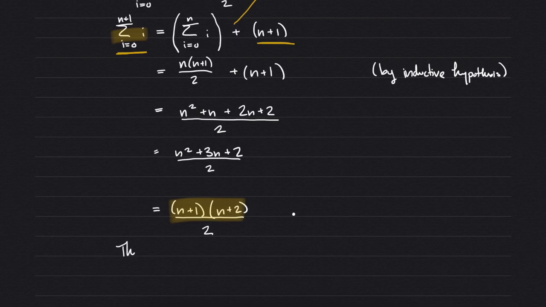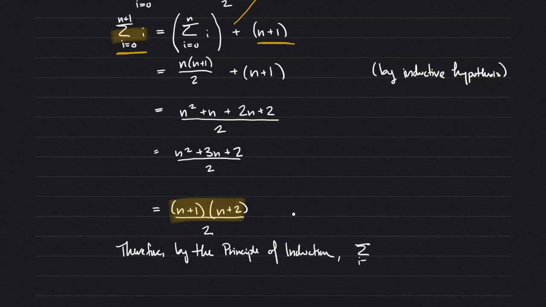So we can just write, therefore, by the principle of induction, we have that this sum is equal to n times n plus 1 over 2 for all natural numbers n.